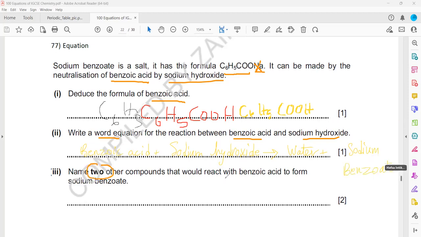Name two other compounds that could react with benzoic acid to form sodium benzoate. Sodium hydroxide is one of them. So we can use sodium oxide, sodium carbonate. Again, a similar question is there. You want to produce sodium benzoate, a salt of sodium. One of the reagents, benzoic acid, was reacting with sodium hydroxide. What else can be used? You can use sodium oxide, sodium carbonate, sodium metal itself. But practically sodium metal is a highly reactive metal, so we don't use it for preparation of the salt. But writing it as an answer is acceptable here. Is it clear? Question 77.